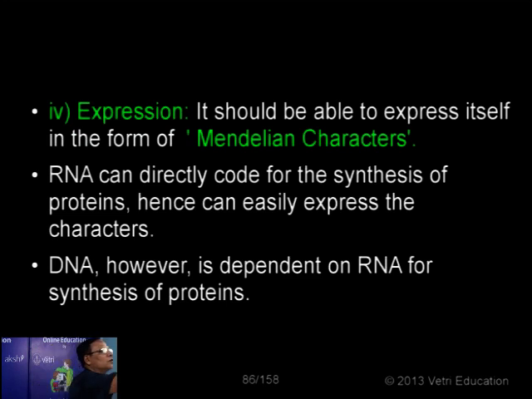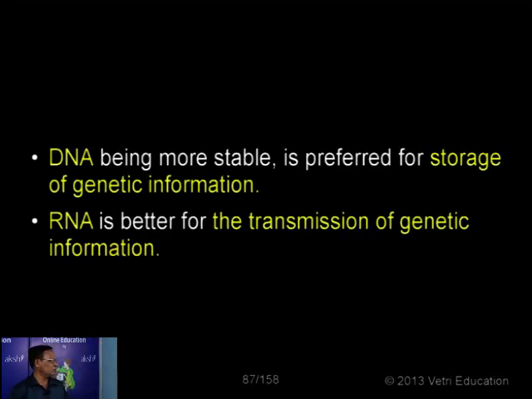So these are the four important characteristics of a genetic material. Of the two genetic materials, DNA or RNA, the DNA is more stable. That is why it is better for the storage of genetic information. It is preferred by the cell as per the stability, as it is more stable. It is meant for the storage of genetic information.